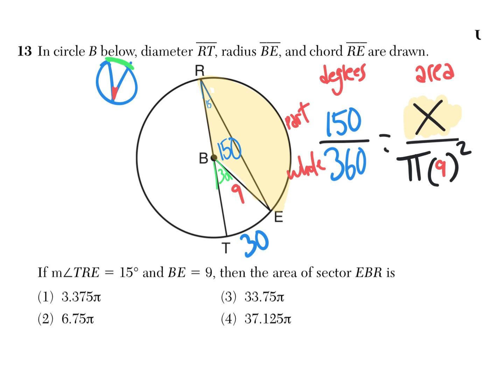And, you know, actually, I am going to pause, and I'm going to recognize that this is going to be expressed in terms of pi, and I can see that in 4 options. We've got pi, pi, pi, pi. So we're going to leave pi as it is in here. So let's multiply 9 squared, the radius squared, which is going to give us 81.